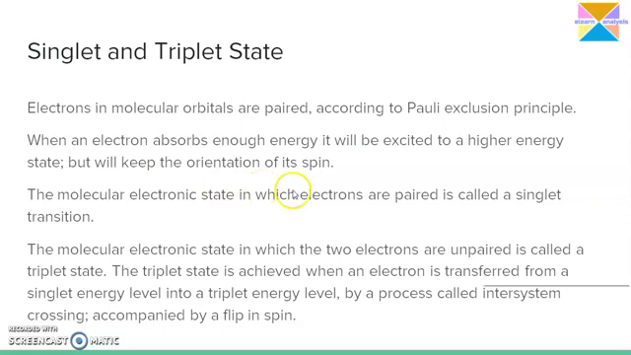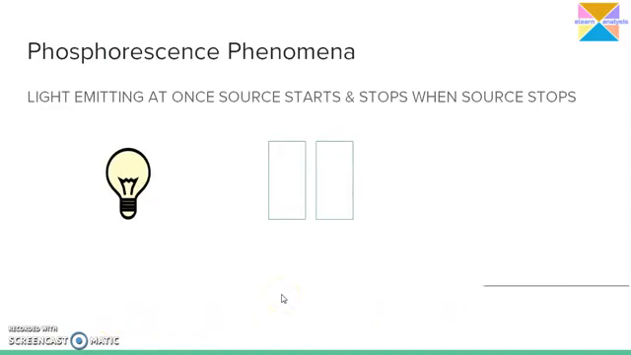The molecular electronic state in which the electrons are paired, we call a singlet state. The molecular electronic state in which the two electrons are unpaired, which I have just mentioned, is called a triplet state. And this triplet state is achieved when an electron is transferred from a singlet energy level into a triplet energy level by a process called intersystem crossing. I will come to this definition and we'll try to understand what intersystem crossing is in the subsequent slide. And this intersystem crossing is accompanied by a flip in the spin. So that was about the understanding of the singlet state, the excited singlet state and the triplet state.